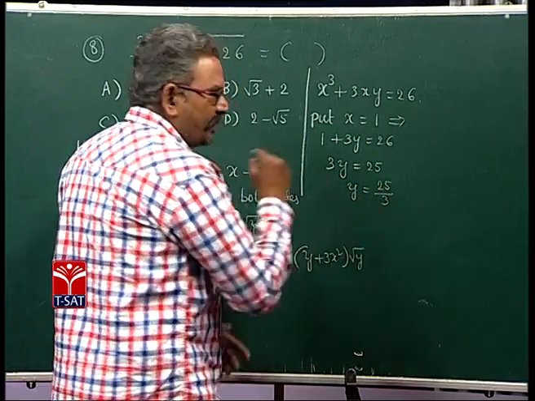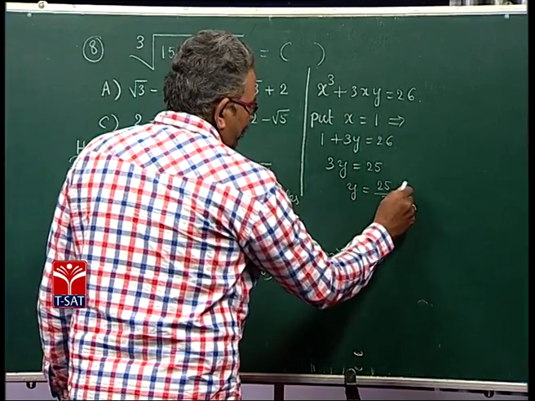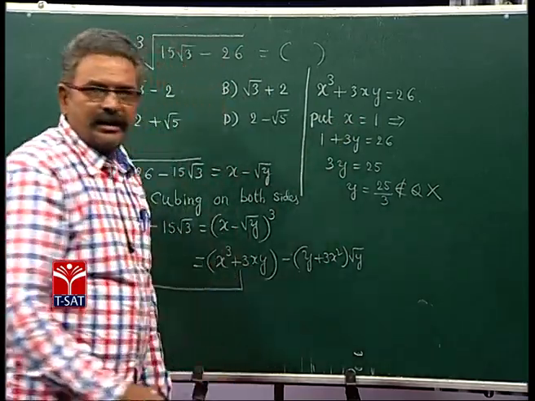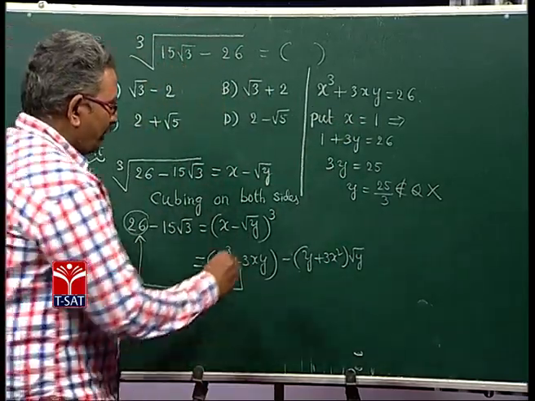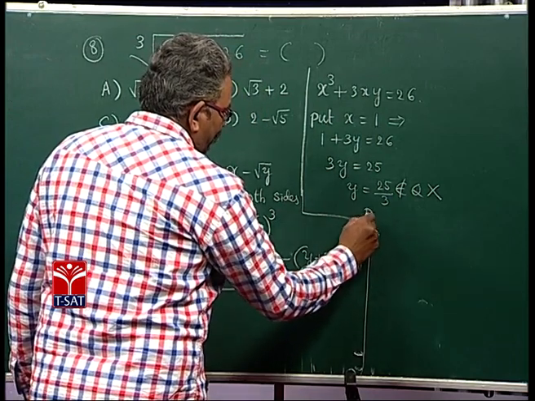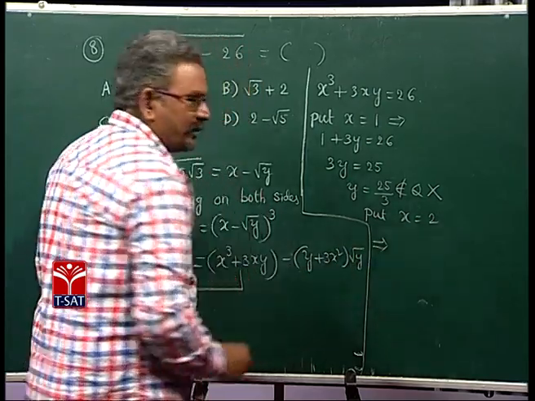Just see, this is a rational number, not an integer. So that does not belong to cube. So x is equal to 1 is not correct. Go for other choice. Put x is equal to 2. Let us try for x is equal to 2.